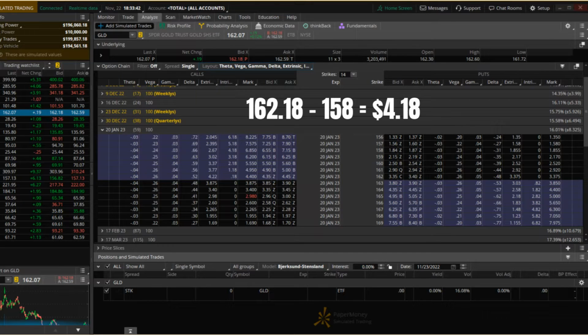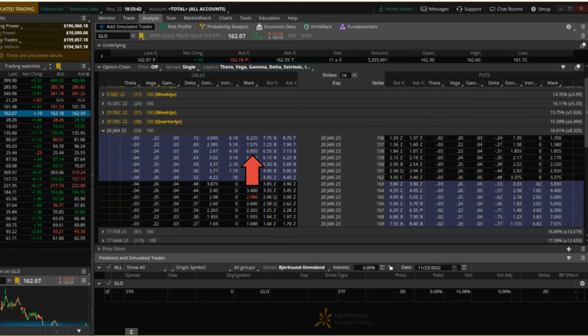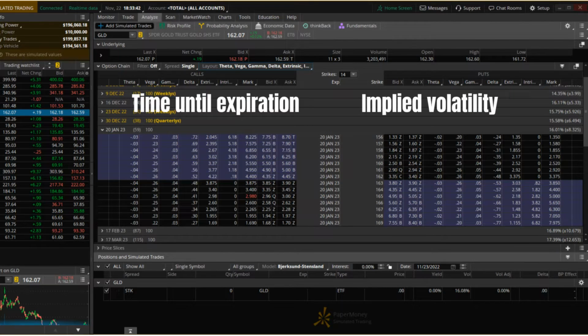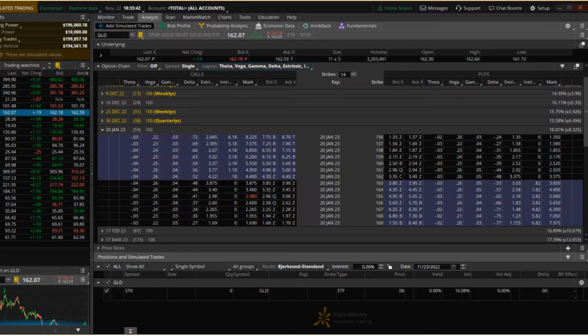But the premium of the option contract is $6.85, showing that we are paying $2.67 in extrinsic value. The extrinsic value is made up of two components, which are time left until expiration and implied volatility. The higher the volatility and or number of days left until expiration, then the higher the premium. We can see that the intrinsic price plus the extrinsic price gives us the mark price, which is the midpoint between the bid and the ask.